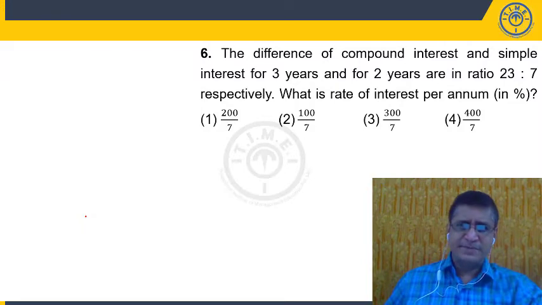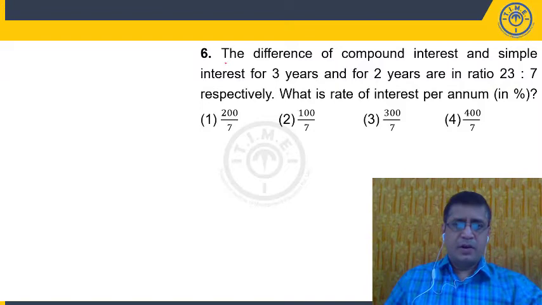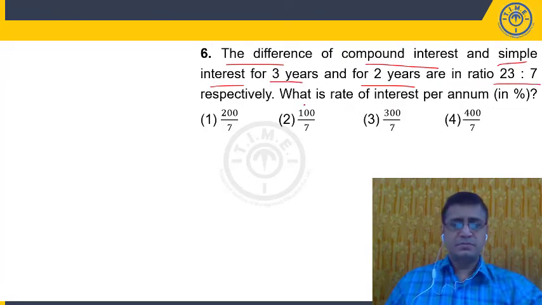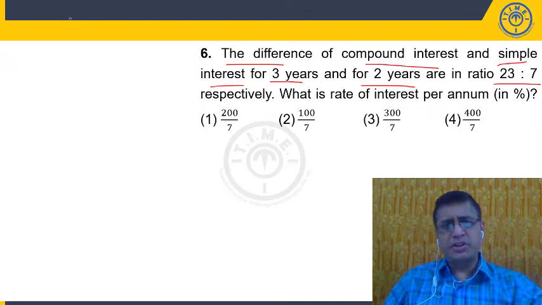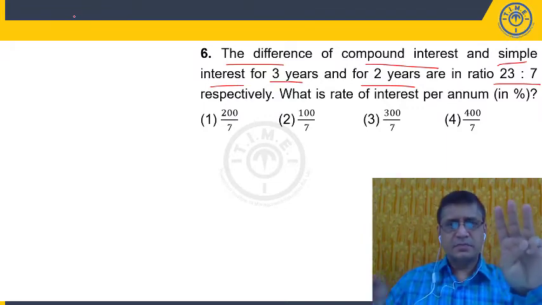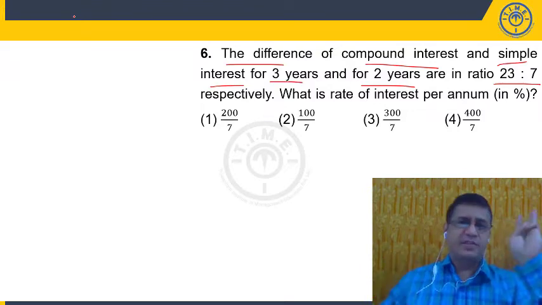Understood what he's saying here? Right. Now, collecting data is very, very important. Read the question carefully. The difference of the compound interest and the simple interest for 3 years and for 2 years are in the ratio 23:7 respectively. What is the rate of interest per annum? The difference between the simple interest and compound interest for 3 years and 2 years, the ratio is given.